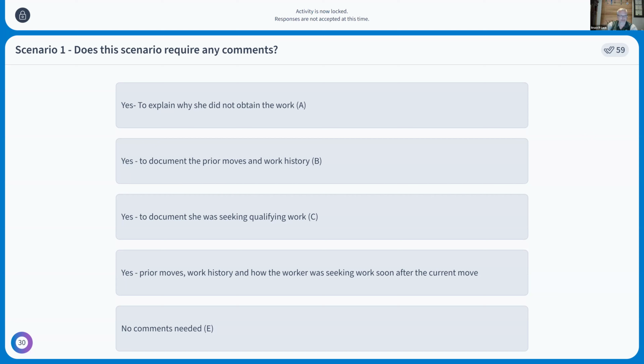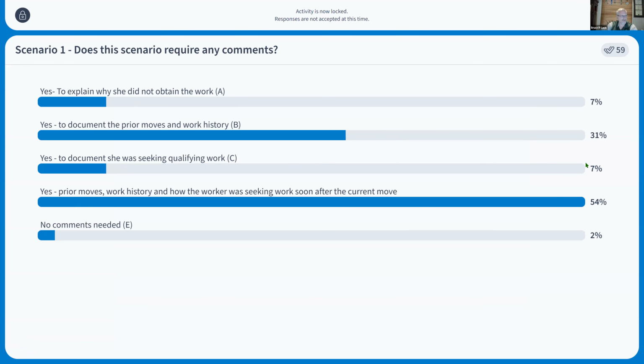All right, so the poll is closed. And so we get to the answers. Yes, it does require comments. Then we need the prior moves comments to say where they moved to and from and what kind of work they did. And we need a statement also to say that we know that they were actively seeking the work soon after arriving in Michigan.